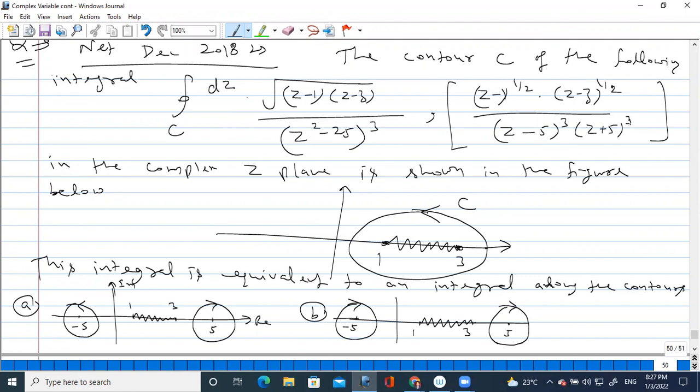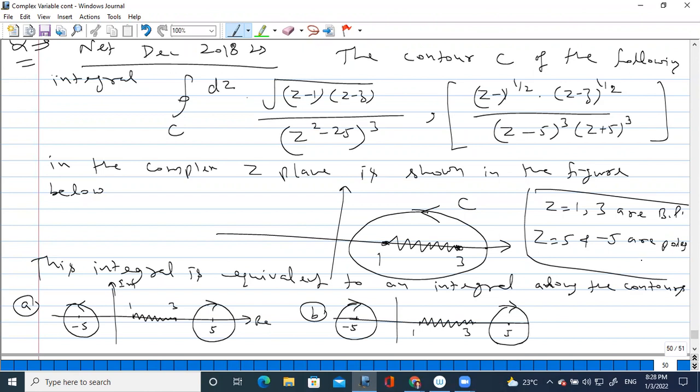So it is clear, the picture is clear. So you can say z equal to 1 and 3, because the power is half, a plus b is 1, that is an integer, so infinity is not a branch point. So only z equal to 1 and 3 are branch points. It is clear. If any doubt, please ask. And z equal to 5 and minus 5 are poles.